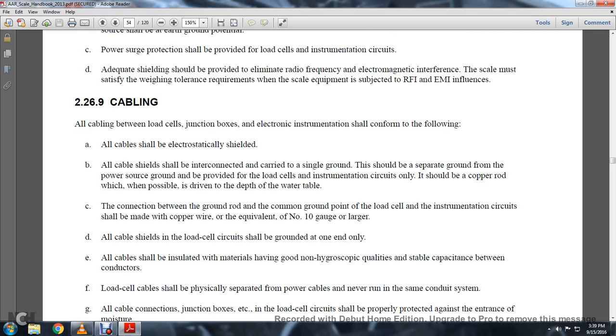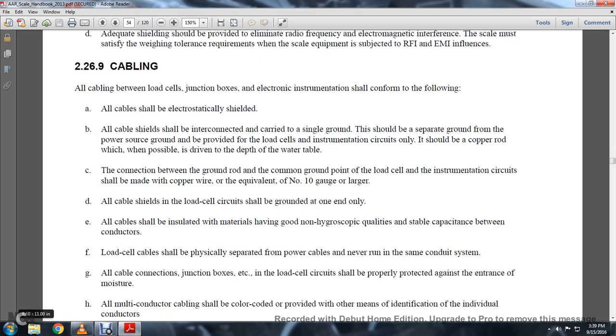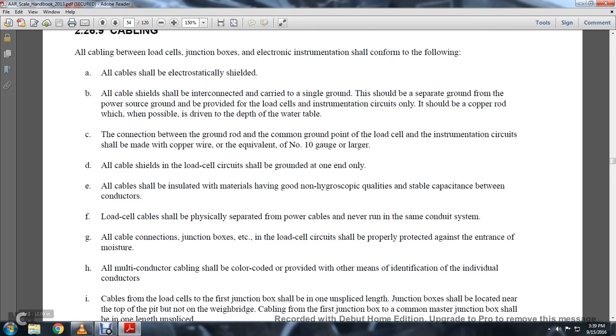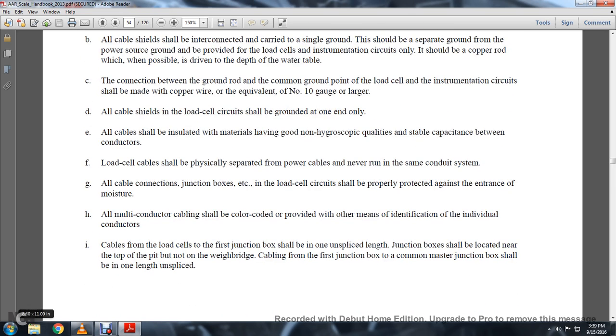All cable shields will lead the circuit to ground at one end only. All cables should be insulated with material having non-hygroscopic qualities and stable capacitance between the conductors. The load cell cabling shall be physically separated from the power cables, never in the same conduit. All cable connections and junctions in the load circuit shall be properly protected against the entrance of moisture. All multi-conductor cabling shall be color-coded, provided with a means of identification of the individual conductors. Cables from the load cell to the junction box should be unspliced. The junction box should be located near the top of the pit, and both of the weighbridge cabling runs to the first junction box, or the common master junction box, should be in one length, unspliced.